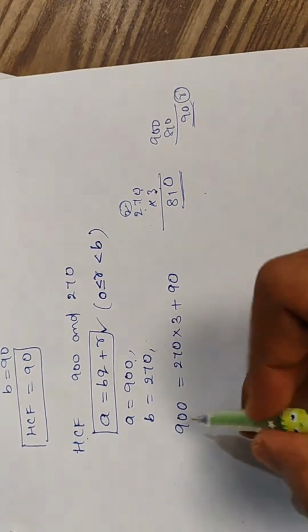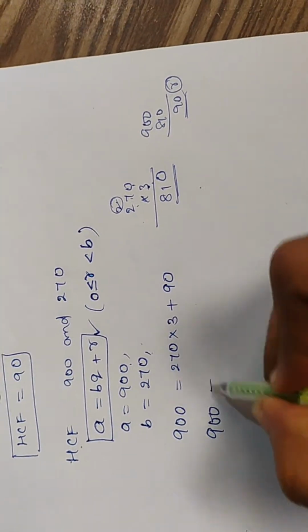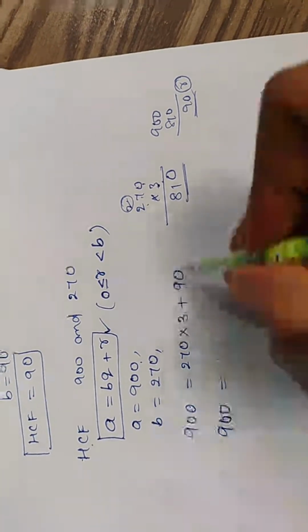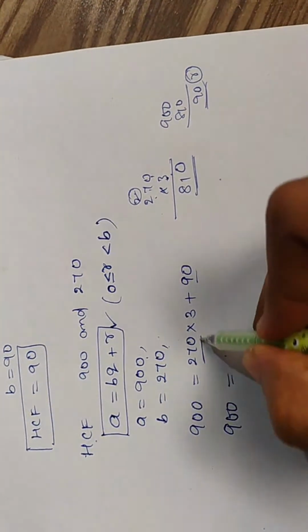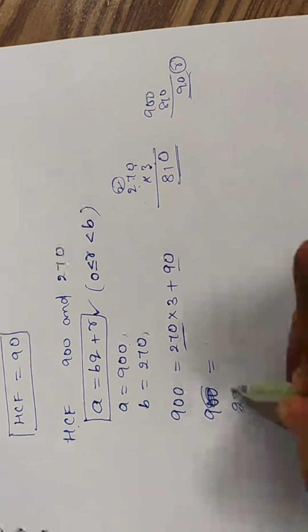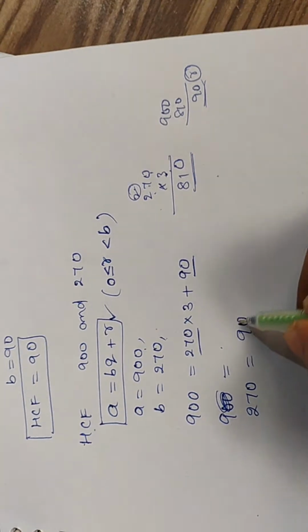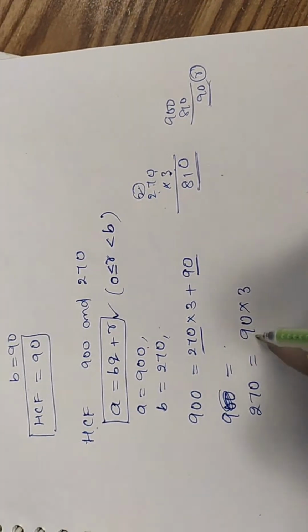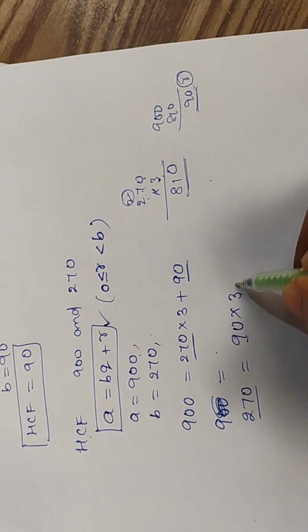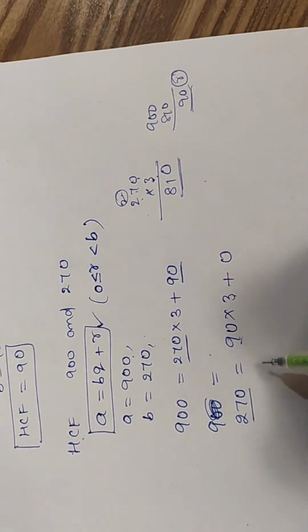Now look here, again we have to write 270 is equal to 90 into 3, 270, and our remainder is 0.